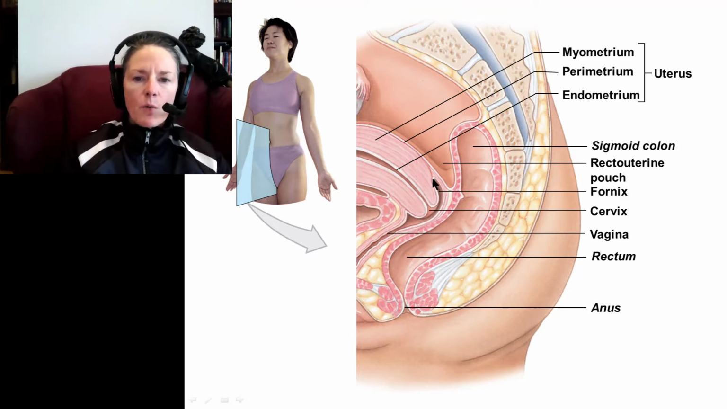We call this area here the fornix. And as you recall, we've seen structures before with the name fornix, and this just means vault. So we have this vault-like structure where the neck of the uterus, or the cervix of the uterus, projects down into the vagina.